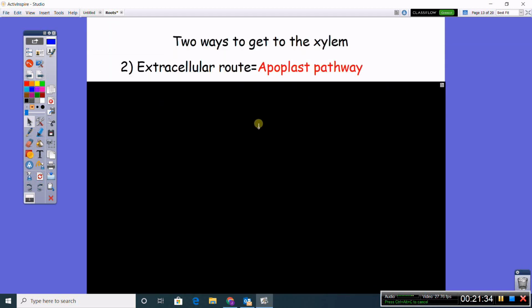Next is the apoplast pathway. So this is the pathway that I showed in maroon before. This is where the water droplet is mainly traveling within the cell wall, and it doesn't enter the cytoplasm of a cell unless it's forced to, which it will be by the Casparian strip, which is like a blockade.